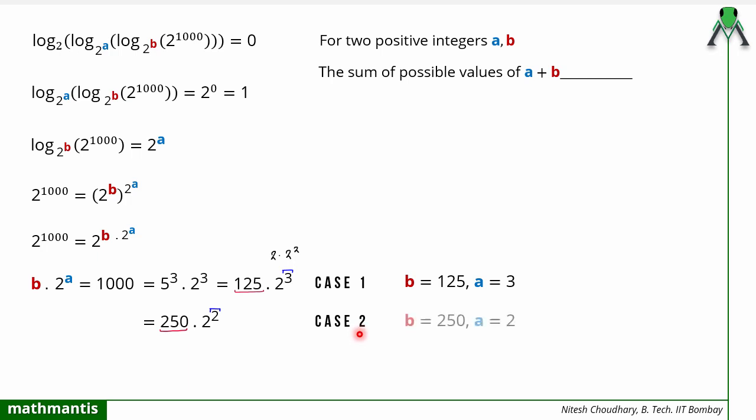These are the possible cases by which we can define the values of a and b. The next case: we separate 2 raised to power 2 into 2 multiplied by 2, so it can be written as 500 multiplied by 2 raised to power 1, because one 2 is multiplied with 250. Now we can compare that b is 500 and a is 1. This is the third case. We have to find the possible values of a plus b and add them. Simply adding these values, you will get the answer as 881. This is how we can solve this question.